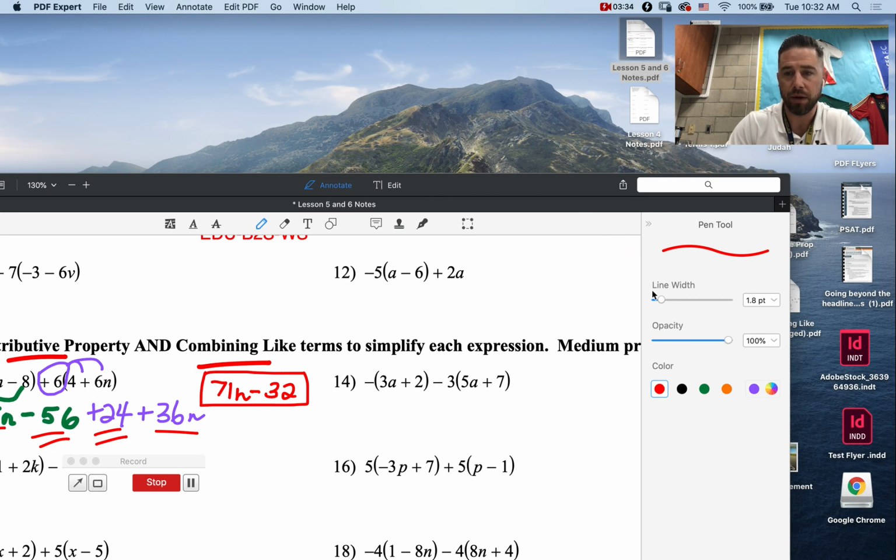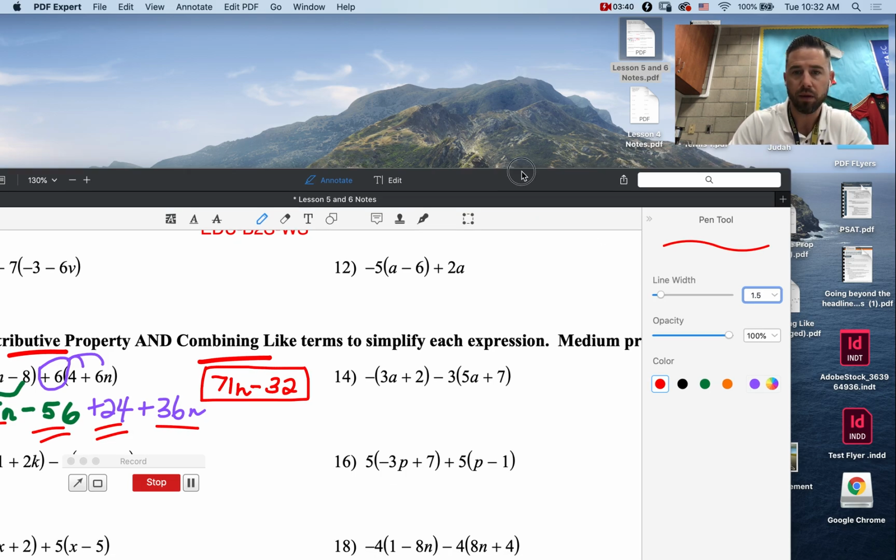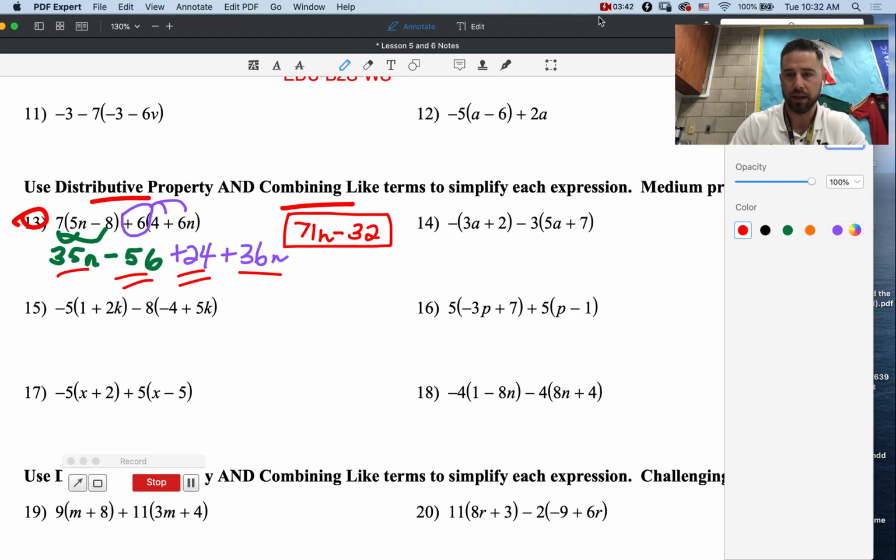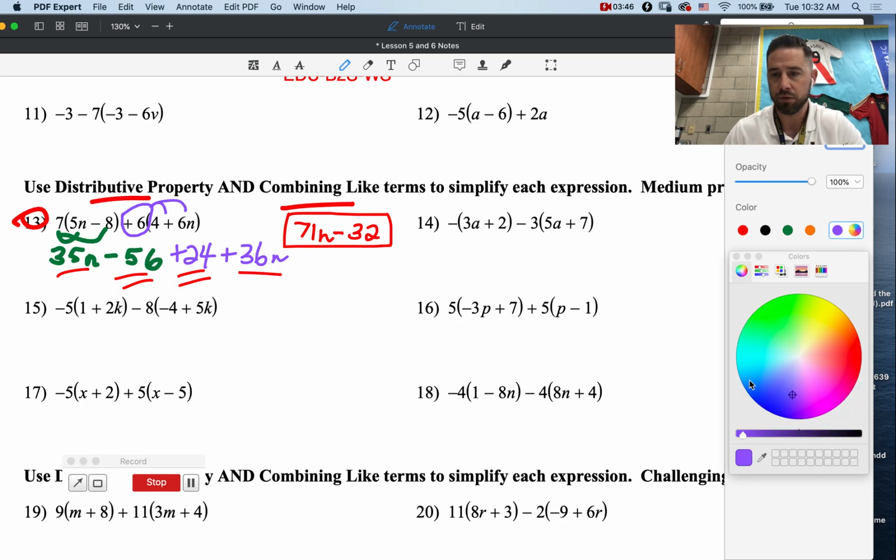I'm actually going to come down here and adjust this guy down to, I think, 1.5. I think that might be the money maker right there. And let's slide over, and I'm feeling blue. I don't know why I haven't used a blue yet. I just feel like blue is a good color.